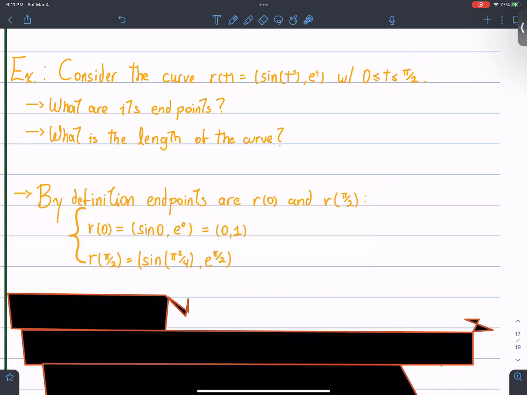We have that r of 0 is the first endpoint. We have sine of 0 and e to the 0, and this is 0, and this is 1. Okay? Sine 0 is always 0, and e to the 0 is always 1. On the other hand, for pi halves, whatever these expressions may be, they are real numbers. That's the important part. Now, let us see how to find the length.